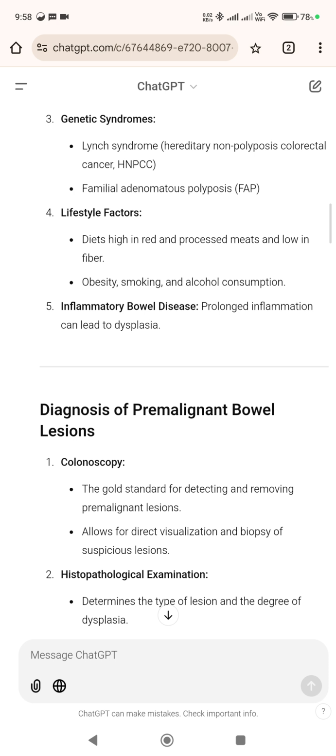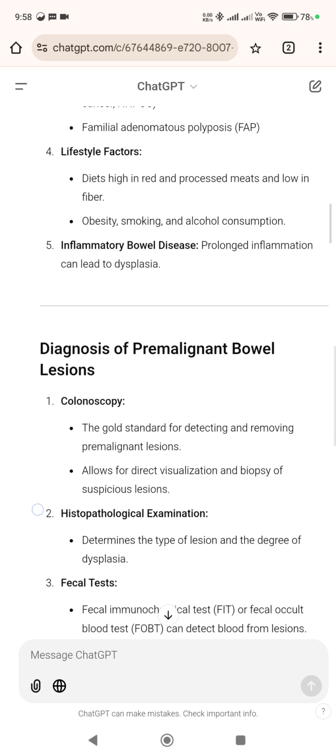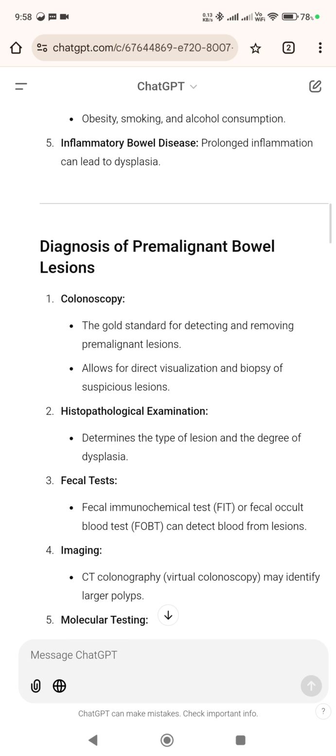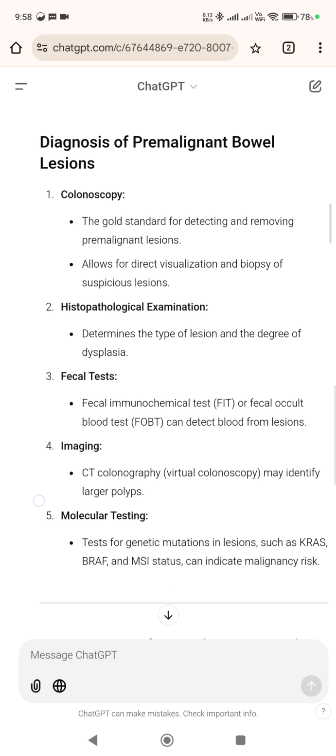Diagnosis of premalignant bowel lesions. 1. Colonoscopy, the gold standard for detecting and removing premalignant lesions, allows for direct visualization and biopsy of suspicious lesions. 2. Histopathological examination, determines the type of lesion and the degree of dysplasia.